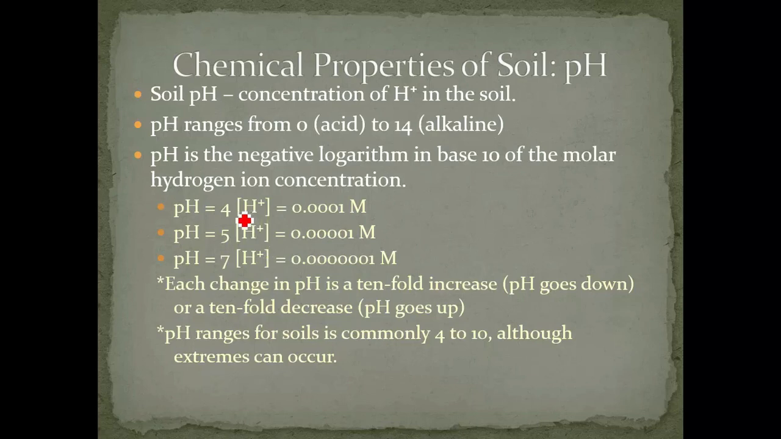So every time you get a pH unit change as you move upward in the scale, you decrease your hydrogen ion concentration by a factor of 10. So each change in pH, a single number, either up or down, is a tenfold increase or decrease depending upon whether that pH goes up or down. Commonly, pHs range around 4 to 10, although you can get soils with pHs lower or higher than that.